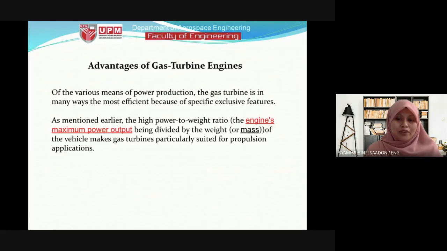So, advantage of gas turbine engine: high power to weight ratio. It doesn't mean small weight, but optimized weight, so we can produce high power, the engine's maximum power output. The power to weight ratio is the ratio of the maximum thrust power produced over the weight. So a gas turbine engine usually will have a high power to weight ratio, so more power.